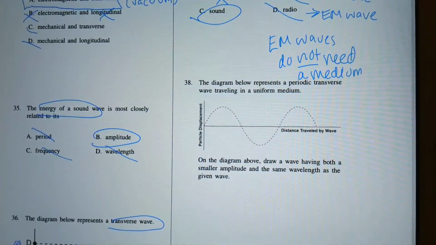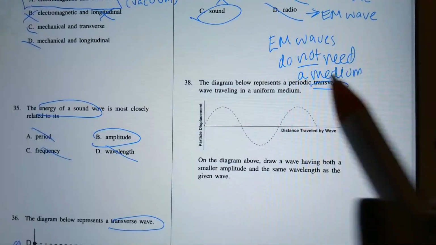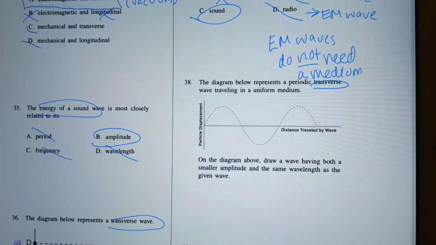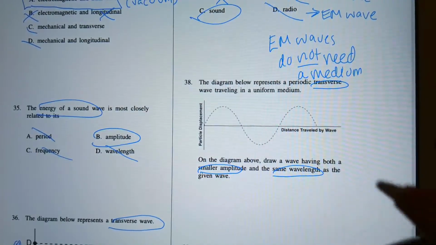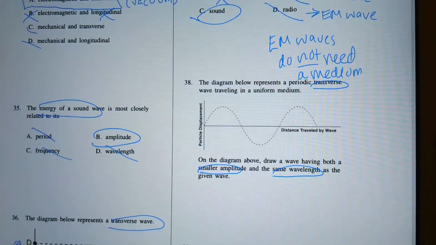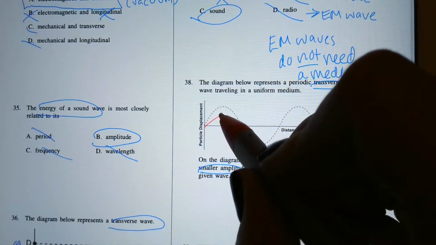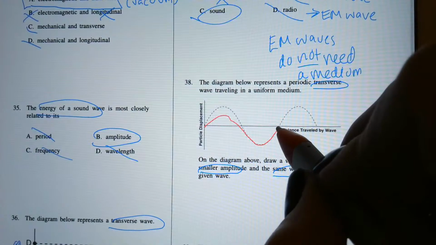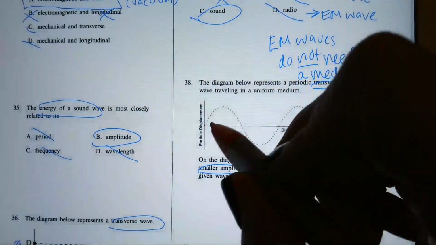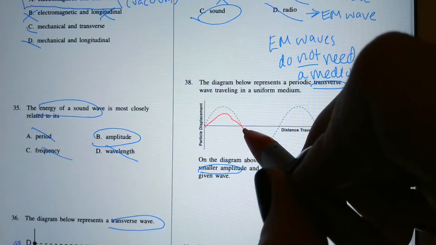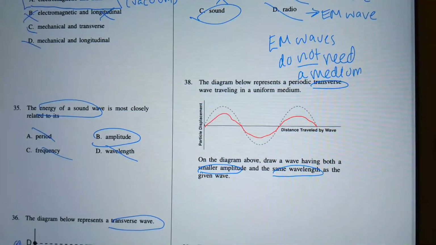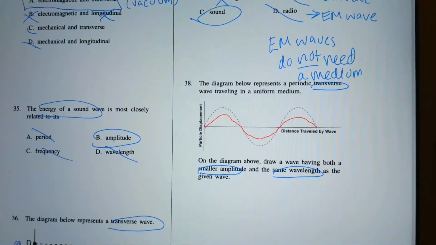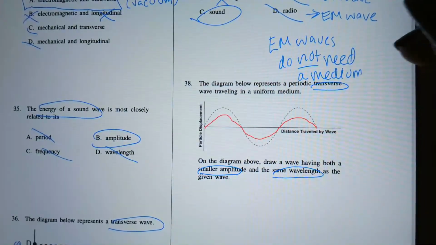38. The diagram below represents a periodic transverse wave, okay, traveling in a uniform medium. On the diagram above, draw a wave having a smaller amplitude and the same wavelength as the given wave. Okay, so if they just want a smaller amplitude, we're just going to decrease the wave height. So I'm going to start here. Going to go down. Whoops. Let me redraw that. Okay, see how I have a smaller amplitude? All I've done is just change the height, but it has the same wavelength. So where it touches the origin remains the same.